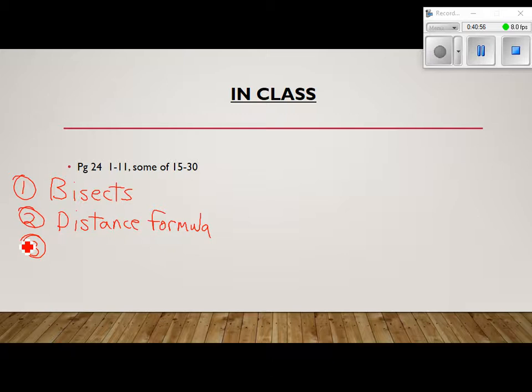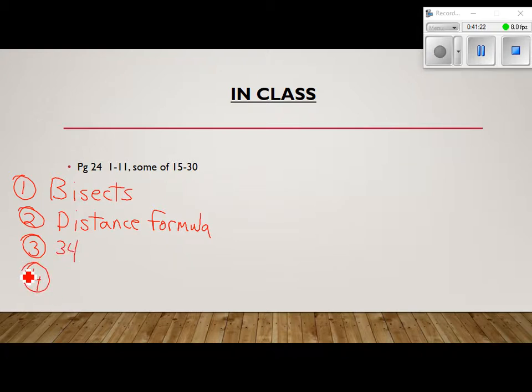Number 3, they want us to find the length of segment RS. How long is segment RM in that picture? 17. They tell us that, right? How long is segment MS? 17. They want us to find RS, which happens to be the whole thing this time. How would we do that? Add them together. 34.